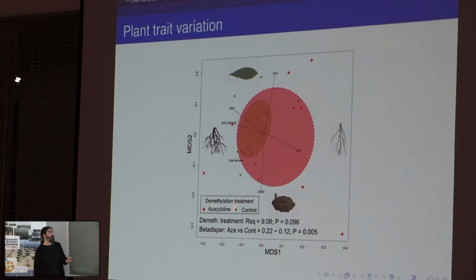Okay, so the green dots are the control individuals. We can see they're concentrated here. And the red dots, you see them all scattered. That's the effect of azacitidine. So it was not so directional, but definitely increased the phenotypic variation. And the effect was stronger in the roots. We can see that there are almost no control individuals on this side of the plot, but there are plenty of treated individuals there. So it seems that it has an effect, at least on root phenotype.